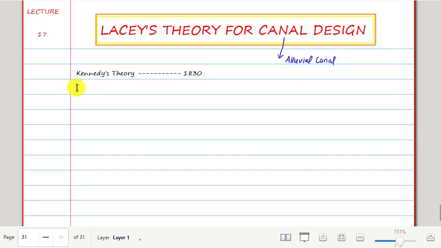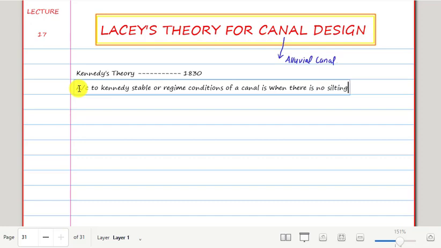And what did Kennedy say? According to Kennedy, the stable or regime condition of a canal is when there is no silting and no scouring, right? This is what Kennedy said.